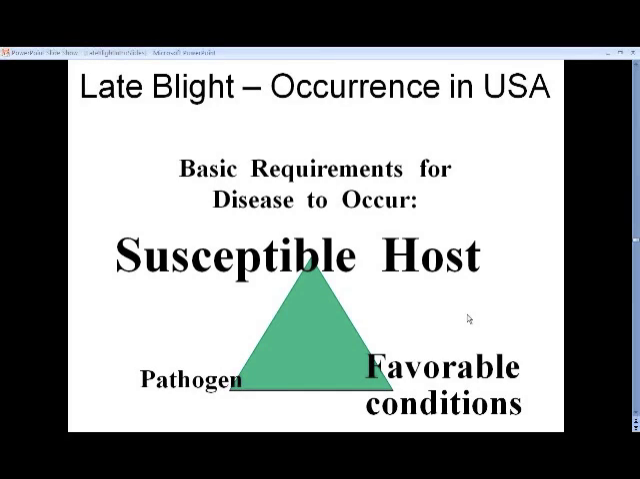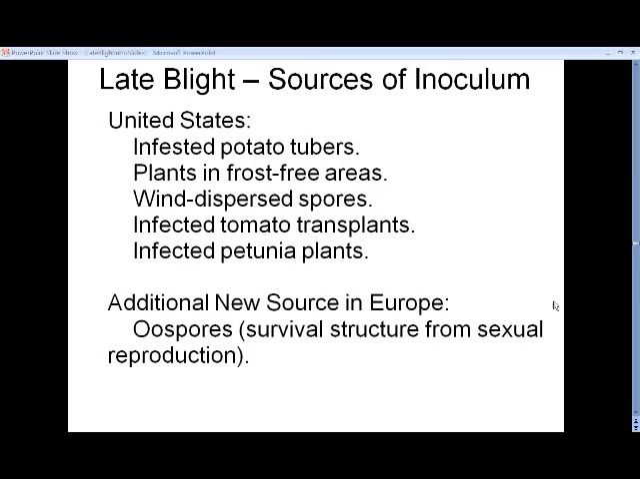With any disease, there are basic requirements in order to have disease, and we pathologists talk about it as a disease triangle. And with late blight, we always have susceptible hosts. There's a lot of us growing tomatoes and potatoes in the U.S., so there's plenty of susceptible hosts. Conditions are often favorable, but the pathogen is what's limiting. And generally speaking, that's been our limiting factor for late blight occurrence.